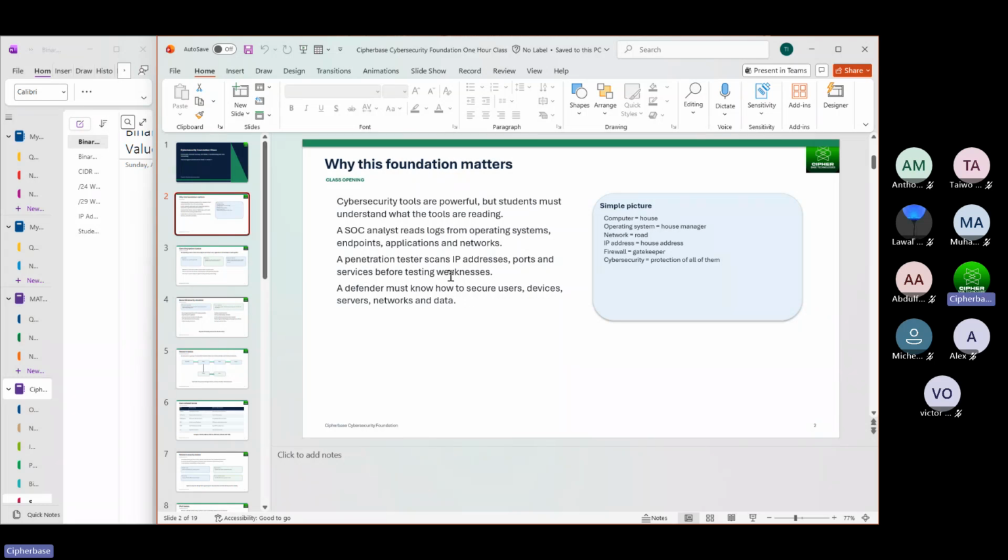Let me just start from here. As you can see, I said why this foundation matters. I put everything here. Cybersecurity tools are powerful, but students must understand what the tools are. A SOC analyst reads logs from operating systems, endpoints, applications and networks. A penetration tester scans IP addresses, ports, and services before testing weaknesses.